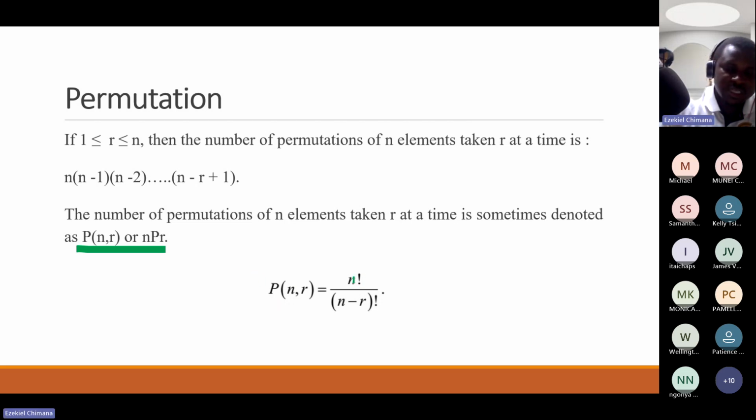The formula is just n factorial divided by n minus r factorial, right? So n factorial is for finding the total number of permutations that you can form. But if you are taking r at a time, you are taking some elements within the set at a time. Maybe the set has 7 elements, but we are going to consider only 5 at a time. It means that we are taking r at a time. So you use this formula, n factorial over n minus r factorial.